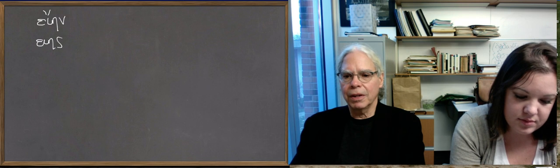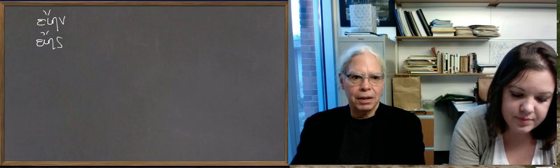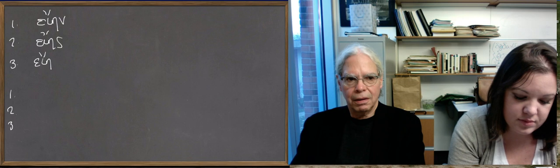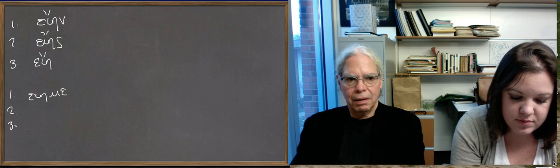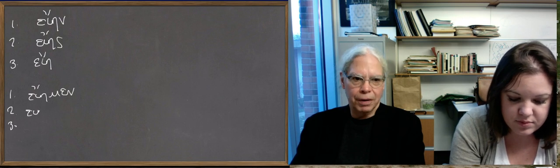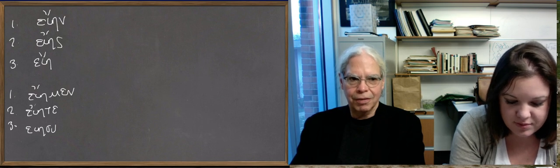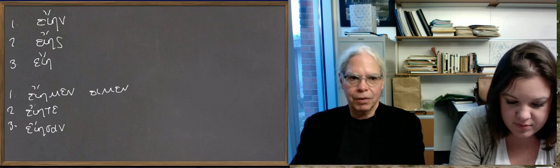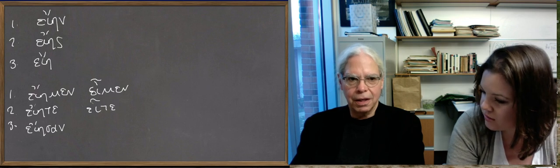We've been at this for 20 minutes. We may need to chop this up. Eien, eies, eie. Eimen, eite, eien. Eimen or eimen. Yeah, you can have either one. Yeah. Eite and eisan. You're right. You did it right. And then put or next to them, eimen with a circumflex. Eite. Yep. No eta, just the iota. And eien, E-I-E-N.